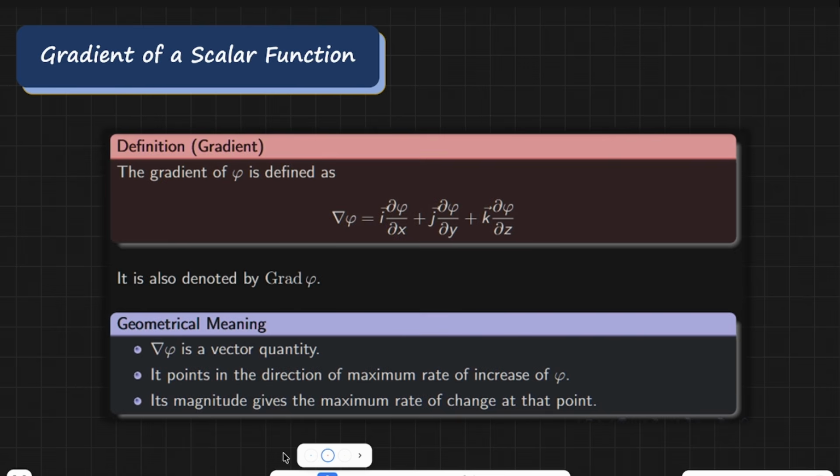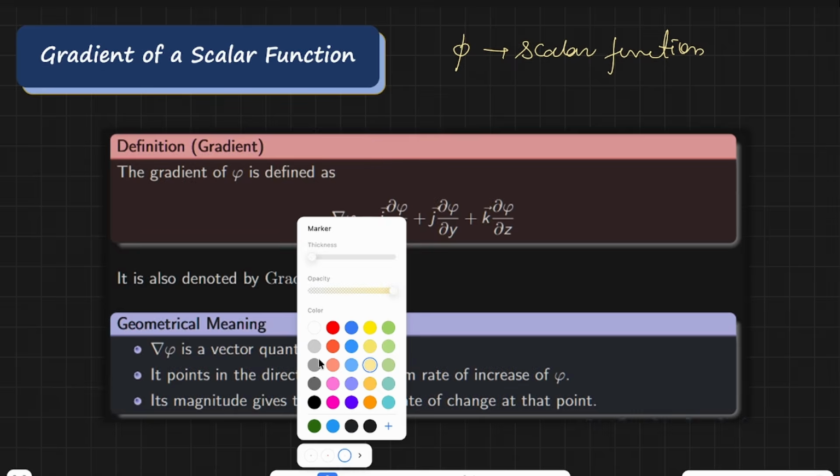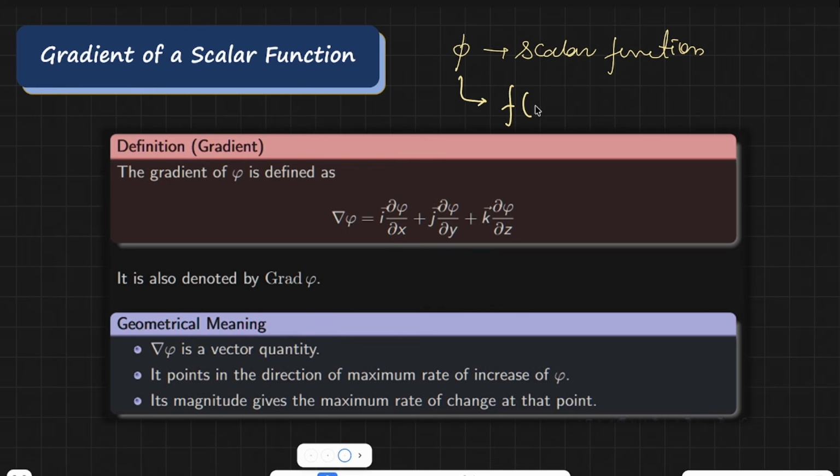Before going to that, I will explain what a scalar function is. A scalar function I will denote with phi. What do we mean by a scalar function? It means there is no direction associated with it. Let's say f of x, y, z is a scalar function. There is no direction to it.